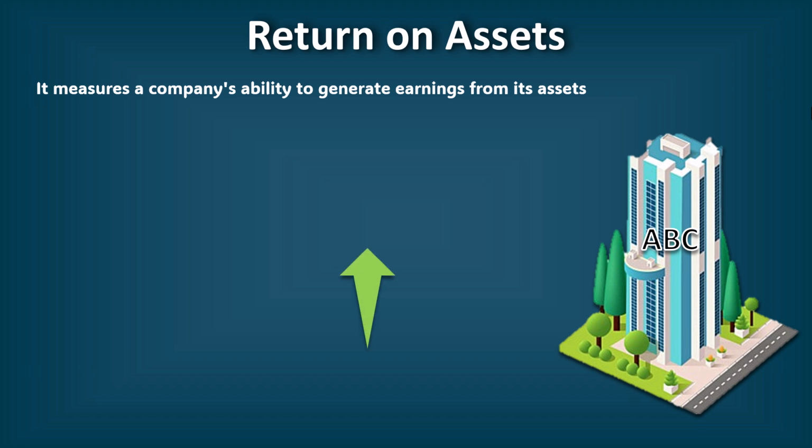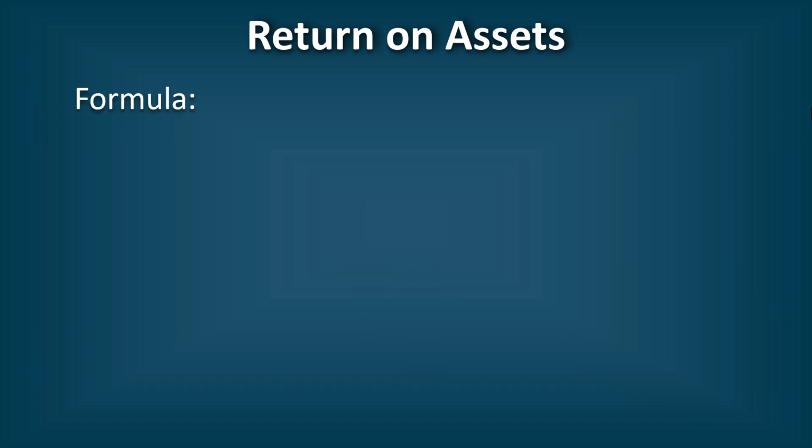If the return on assets value is higher, it is a good sign for the company because it means the company is generating more profit from each dollar of assets. If it is lower, it is not a good sign, as it indicates the company is not using its assets effectively to produce profits. Let's learn its formula.